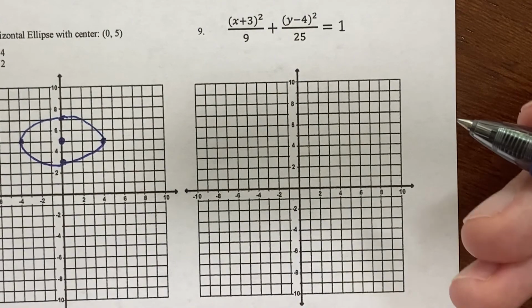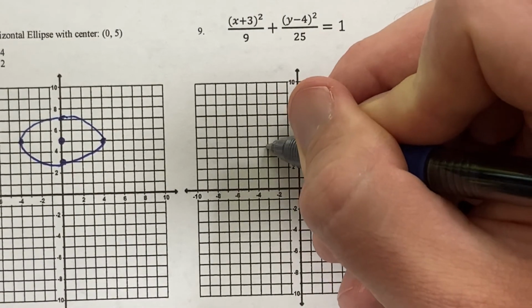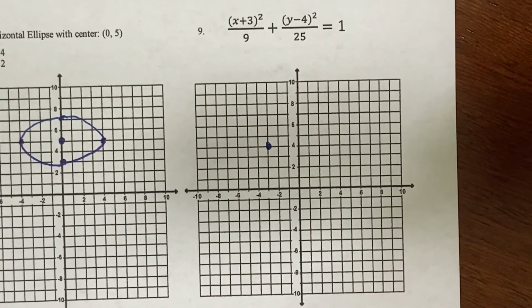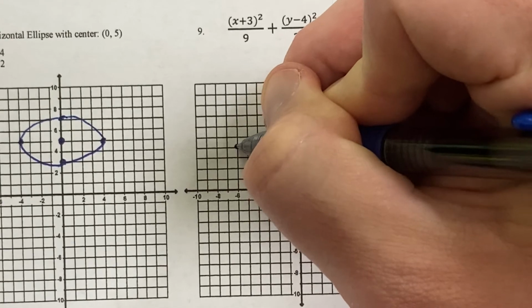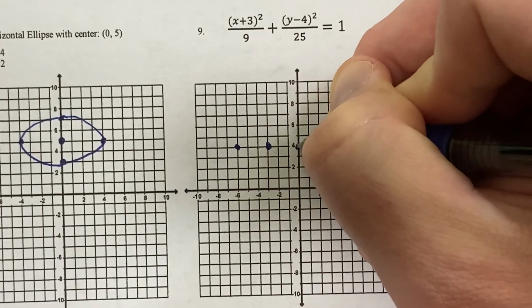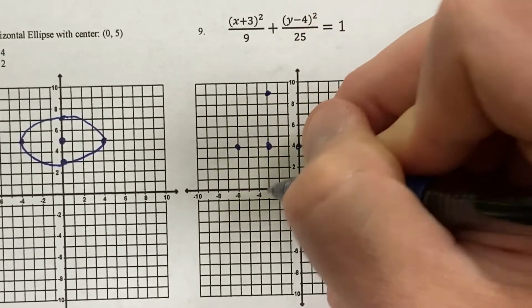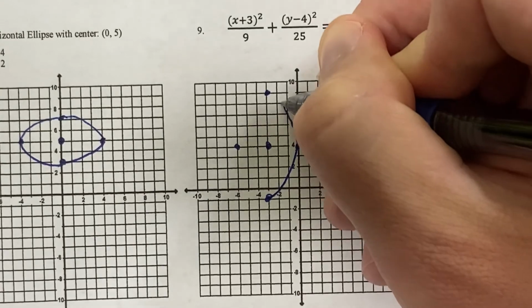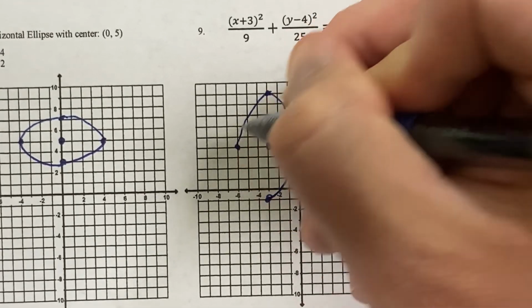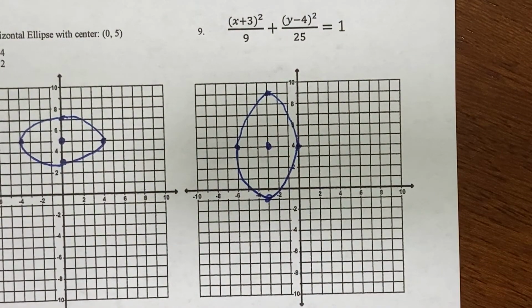All right, I've got a center at -3, 4 right there. And I'm going to count left and right 1, 2, 3. 1, 2, 3, and up and down 5. Like that. Not my best, not my worst.